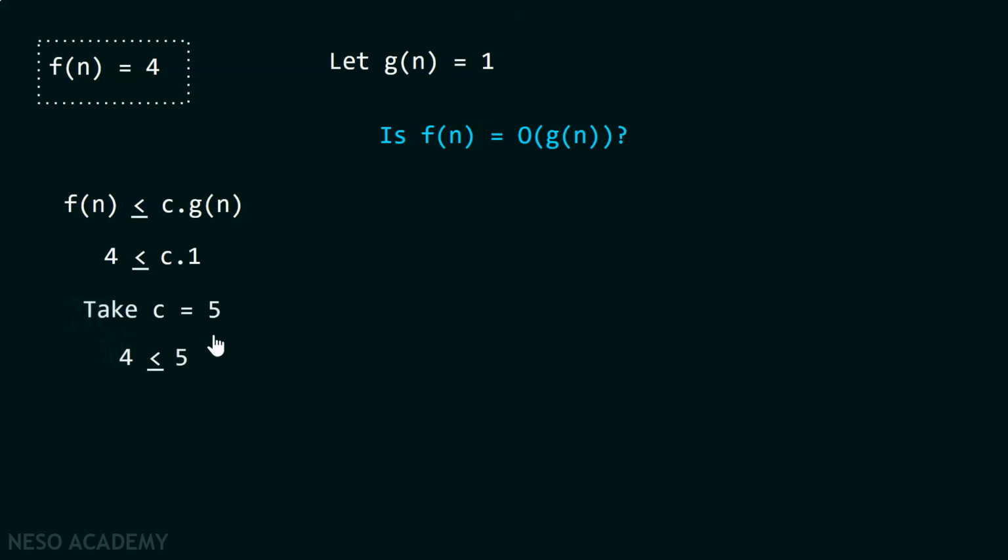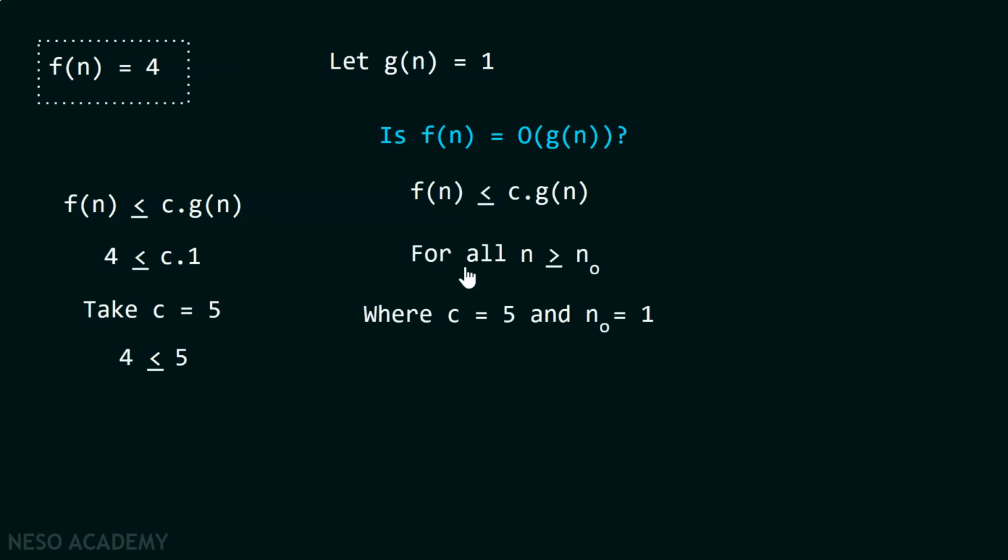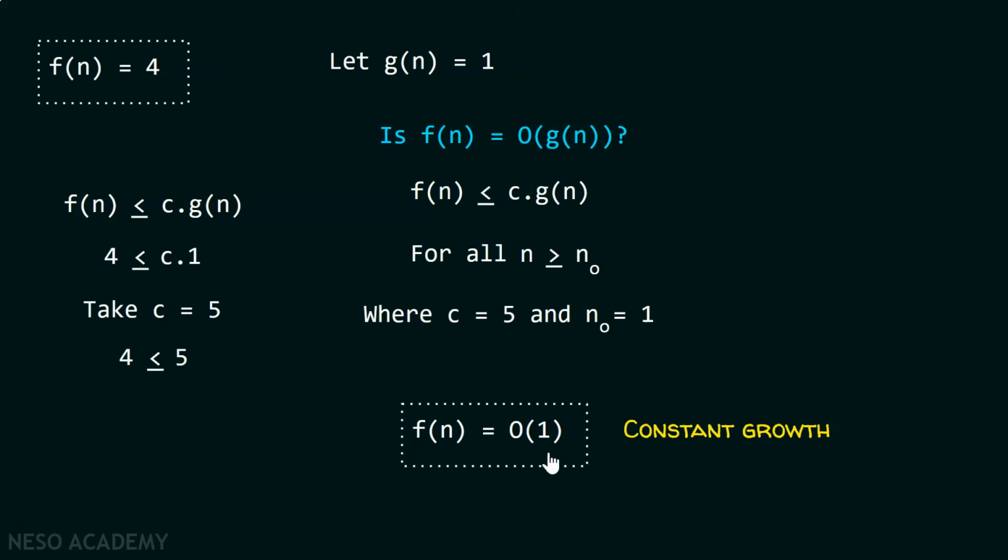Let's take c equals 5. This will be 4 less than or equal to 5. So Fn is less than or equal to c dot Gn for all n greater than or equal to n naught, where c is equal to 5 and n naught is equal to 1. Then definitely we can say that Fn is big O of 1. That's the constant growth. So Fn grows in a constant manner because this is just a constant number. 4 is just a constant. It doesn't depend on the n value. So our Fn doesn't depend on the size of the input. So it is clearly the fastest algorithm among all.